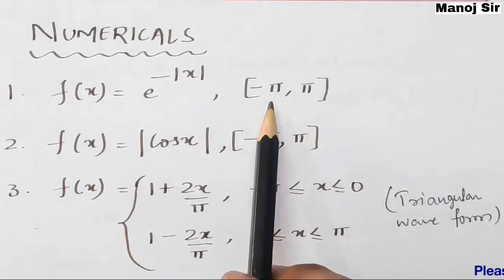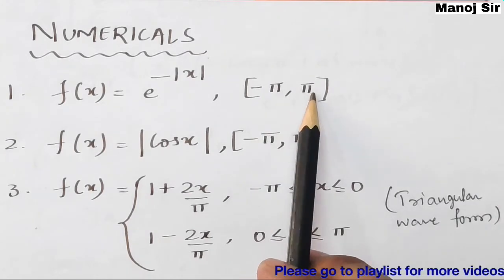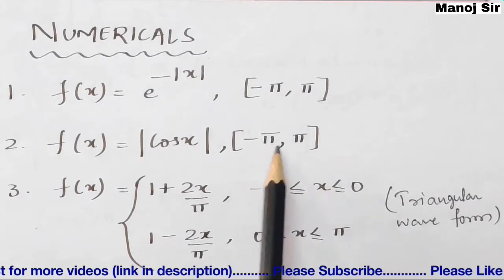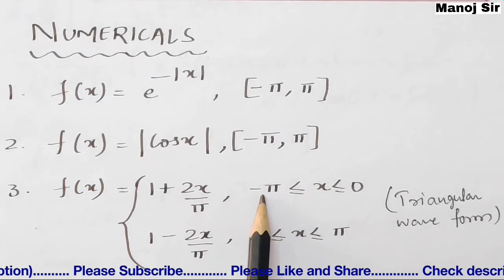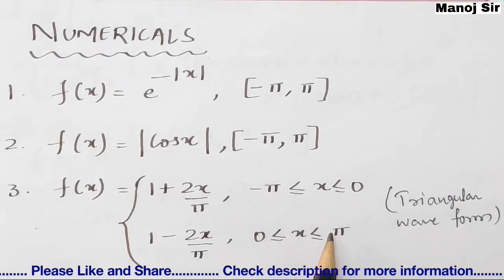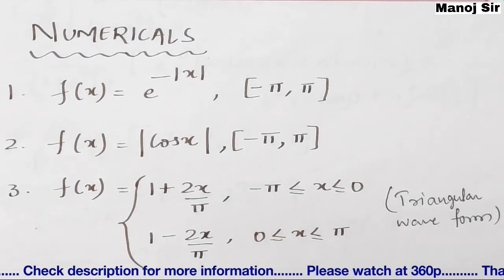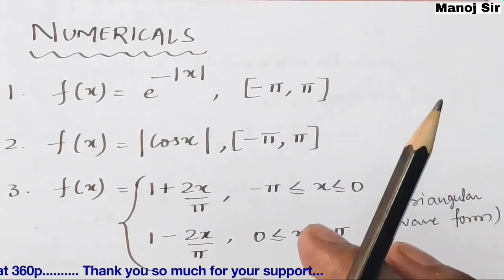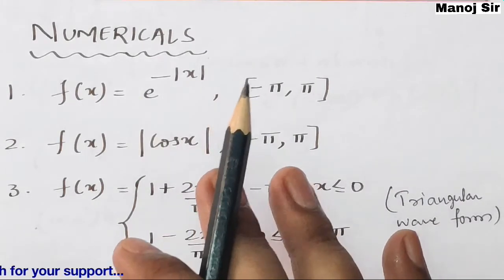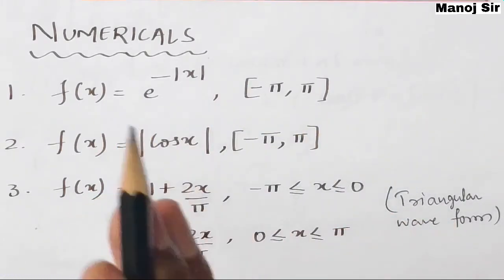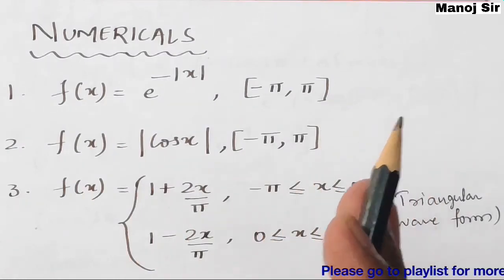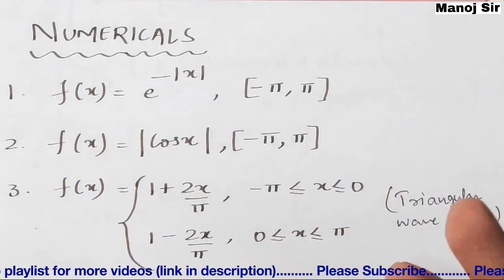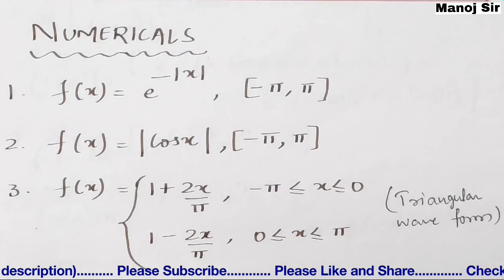Here again you can see the lower limit is minus pi, upper limit is pi, minus a to plus a. Here again minus pi to plus pi. We have already discussed that if the interval is from minus a to plus a, then only we need to check whether the given function is an even function or an odd function. There might be a case when the function is neither even nor odd. So let us start solving the first problem. Thank you so much.